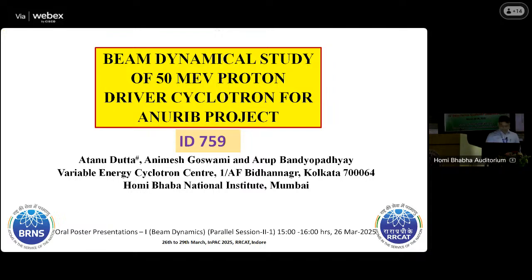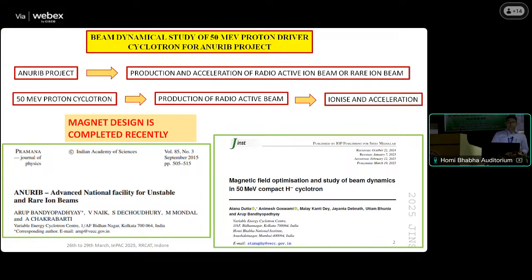Good afternoon, everybody. So I will be presenting our recent work on beam dynamical study of the 50 MeV proton driver cyclotron for the ONURI project. The ONURI project is basically associated with the production and acceleration of radioactive ion beam or rare ion beam. In this project, we have designed a 50 MeV, 200 microampere proton cyclotron that will produce radioactive beam via nuclear reaction, and that radioactive beam is then ionized and will be accelerated.